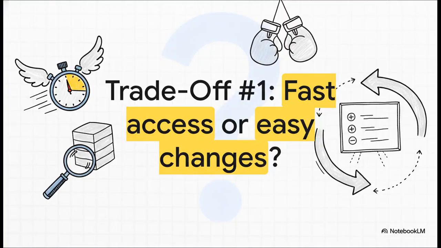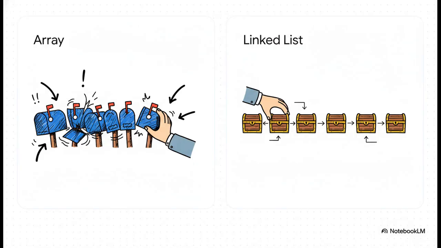First up, the classic dilemma. Do you need to find things in a flash, or do you need to be able to change your list on the fly, constantly making edits? This is the core problem that pits our first two structures against each other. And this just lays out the conflict perfectly.